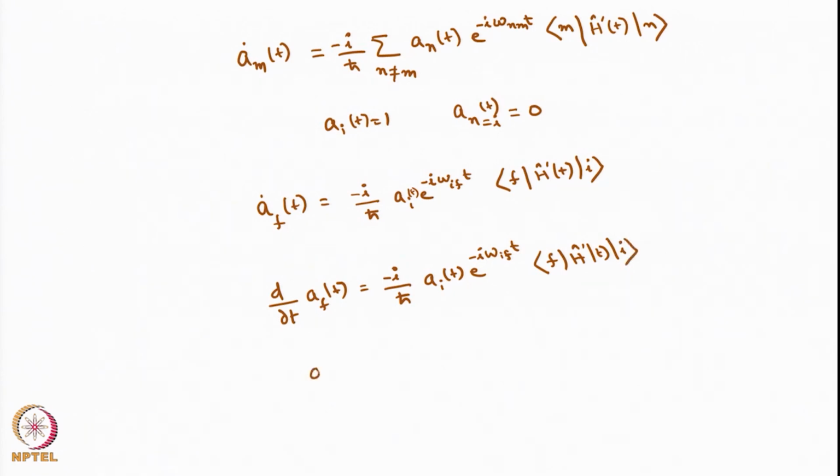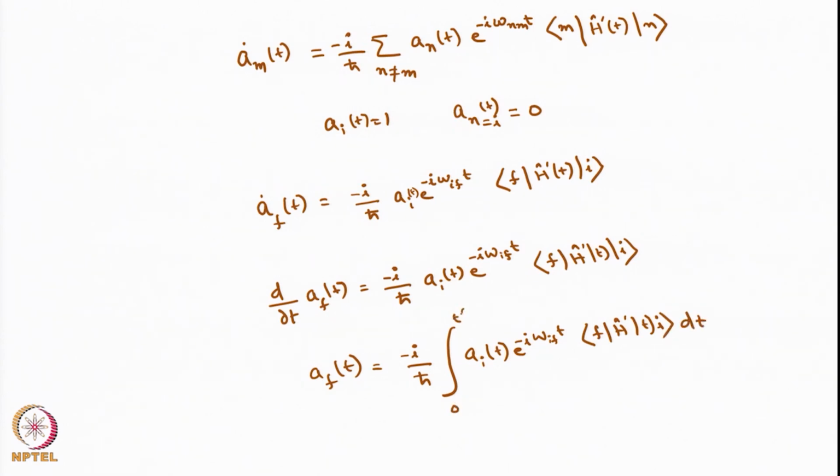So if I integrate this, a_f of t is equal to minus i by h bar integral a_i of t e to the power of minus i omega_if t <f|H'(t)|i> dt, acting for some time 0 to t prime. Okay, so this is the coefficient that we need to evaluate.